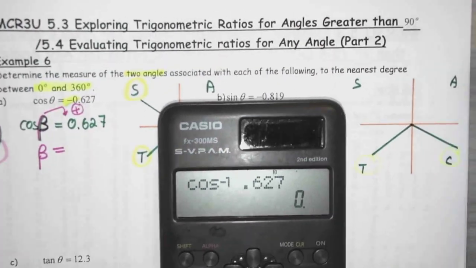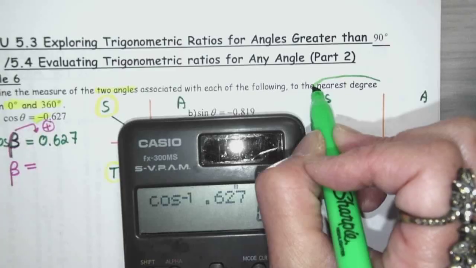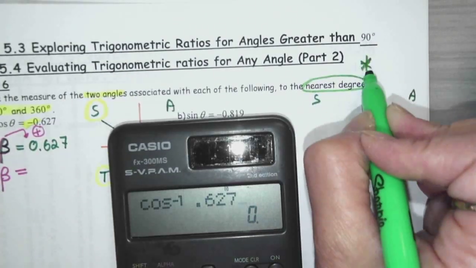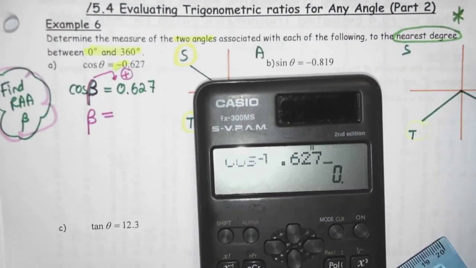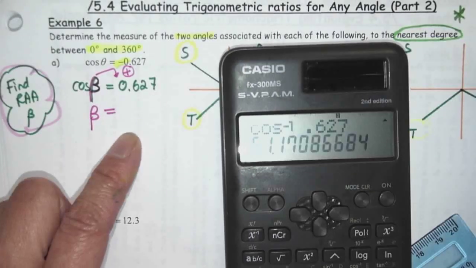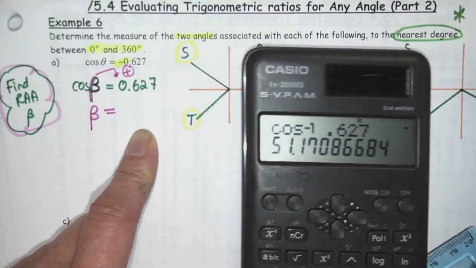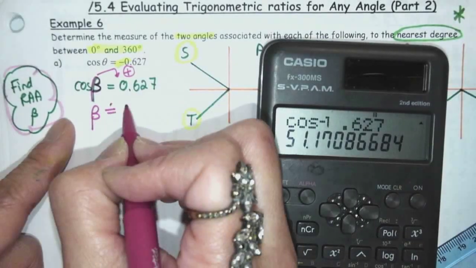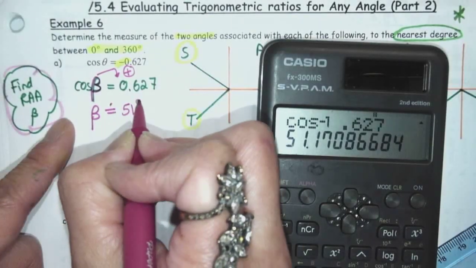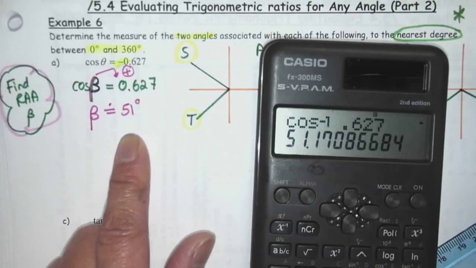Oh, please, please, please read the question, such wasted marks. Okay, nearest degree. Always read it. And I did that, equals. And I'm getting 51 degrees. Is that okay? 51, so approximately 51 degrees. Only round once, don't round twice. 51 degrees.